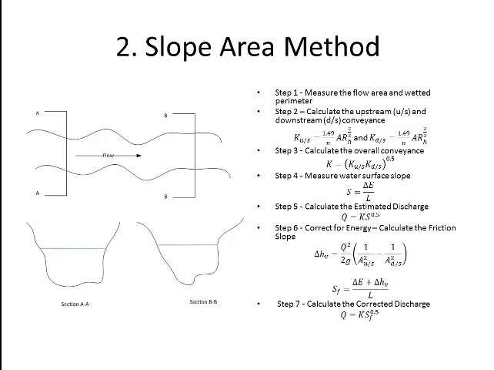The final step is to calculate the corrected flow rate, which is the conveyance coefficient in step 3 multiplied by the friction slope to the 1/2 power in step 6. We will do more examples in class, and we will test some of the slope area method as well.